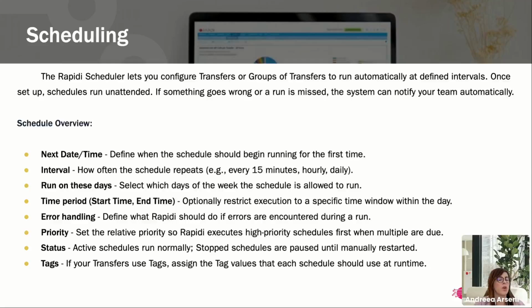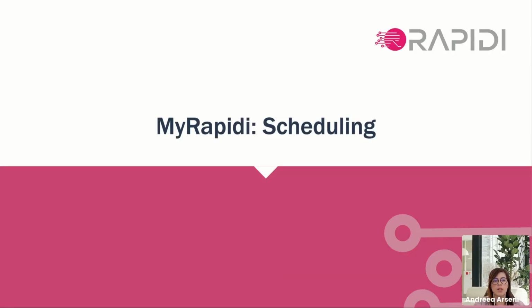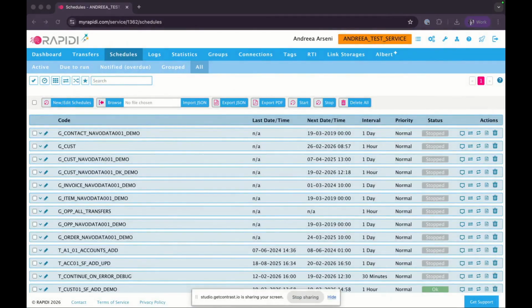So that would be the overview. Now let's take a look at Rapidi, because this would definitely make more sense here. Let's see, this screen here. Okay, so this is where we have to go if we want to see our schedules, if we want to see what's happening. I was not sharing, so now I realize that. My apologies. So this would be the page where you see the schedules.